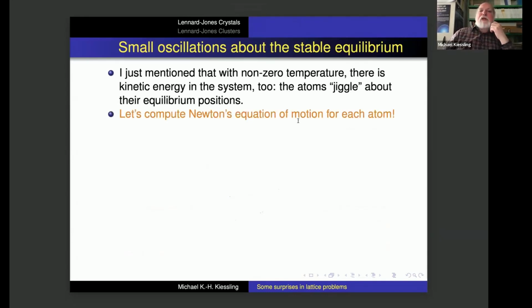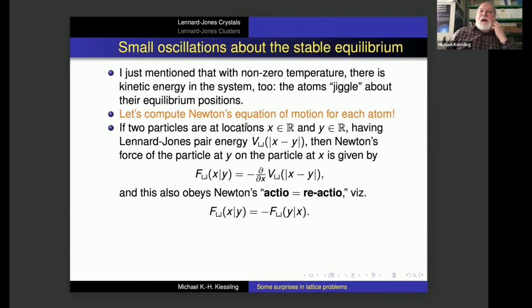Let's compute Newton's equation of motion for each atom. So pick any two particles, still on the line, of course; I'm just sticking with my toy model here. Two particles are at the locations X and Y, and they have the Lennard-Jones pair interaction energy that I defined before, but now R is simply the absolute value of the Euclidean distance in 1D between X and Y. So X minus Y, absolutely.